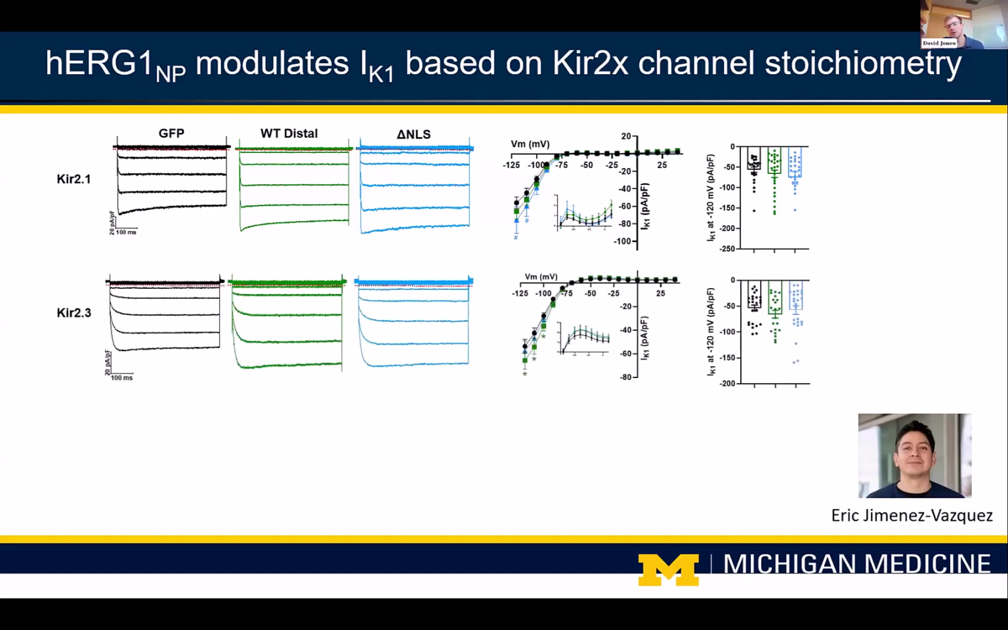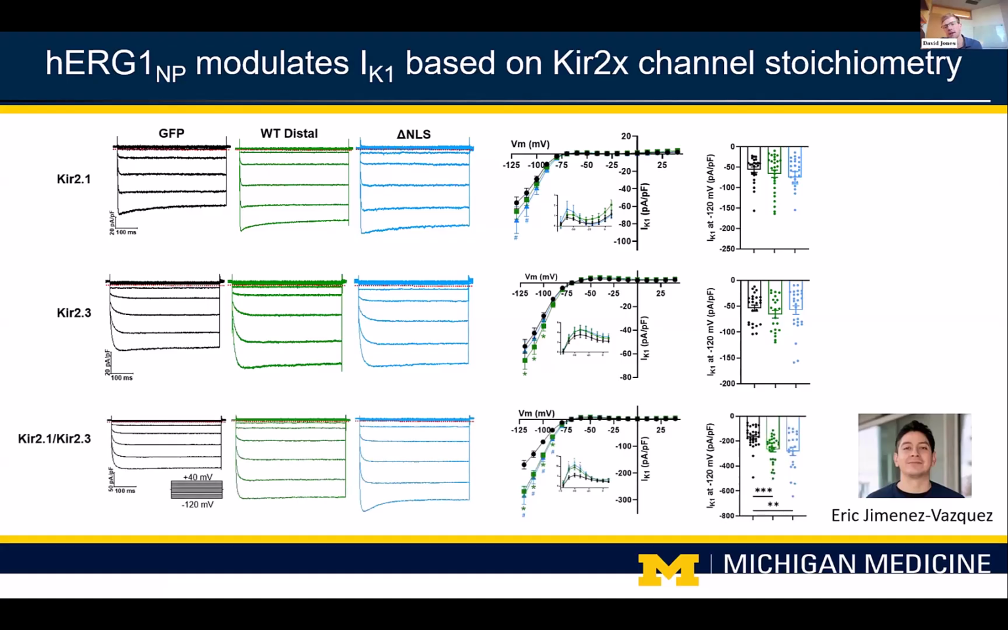He does 2.3. 2.1 and 2.3 are both expressed in cardiomyocytes. Now it kind of switches a little bit. We're not really sure what's going on. But then he does 2.1 and 2.3 together, which is what you're going to see with varying degrees of stoichiometry, depending on whether you're in the atria or the ventricles. So these cells are expressing 2.1 and 2.3. He then overexpresses wild type distal, and he gets just an enormous increase in the magnitude of the inward IK1 current.